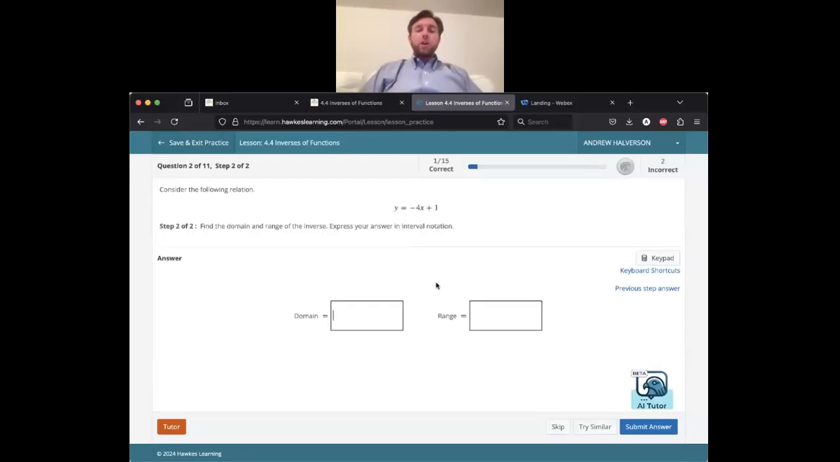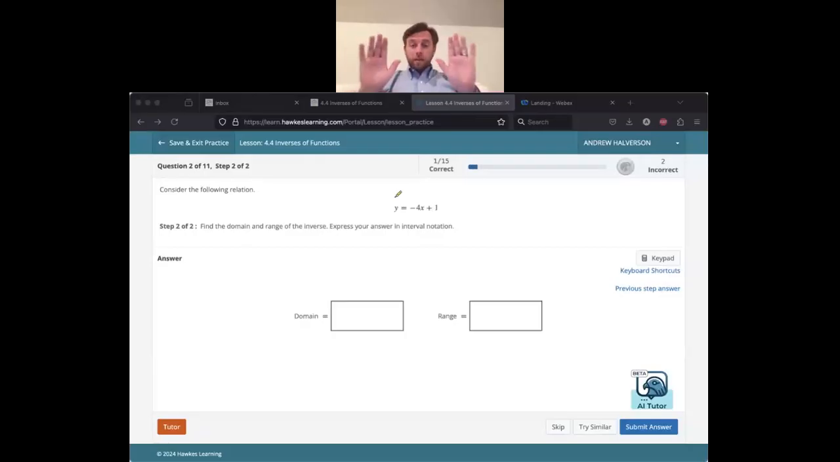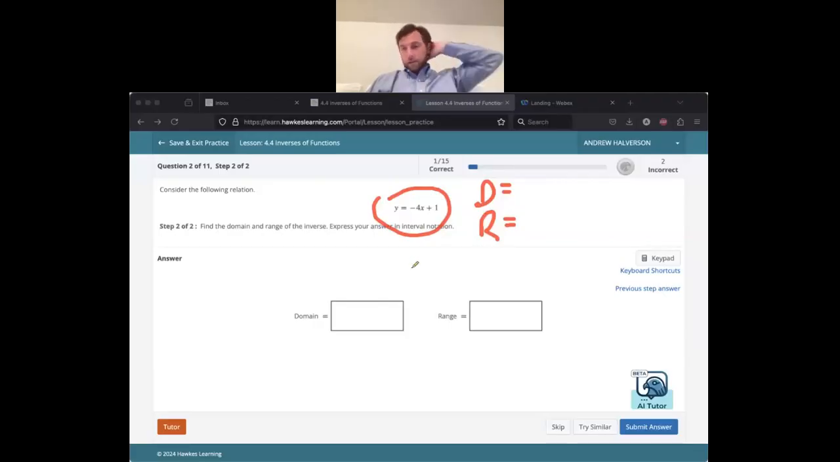So now it wants us to find the domain and the range of the inverse. Remember, when we're talking about the inverse, the domain and the range have just switched places, okay? So what this question's really asking is, what is the domain and the range of the original function?